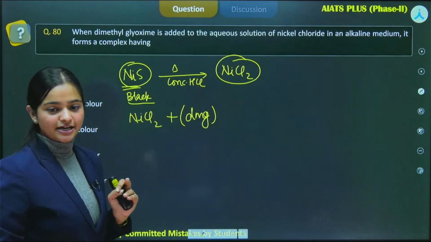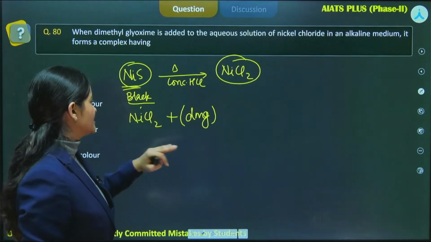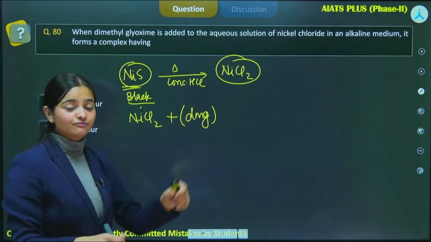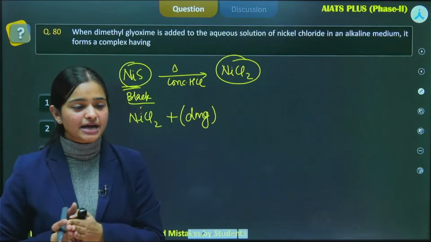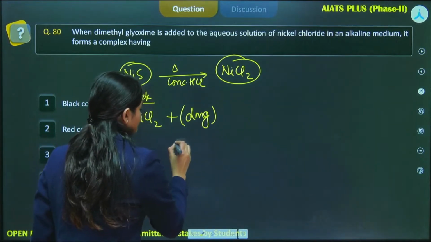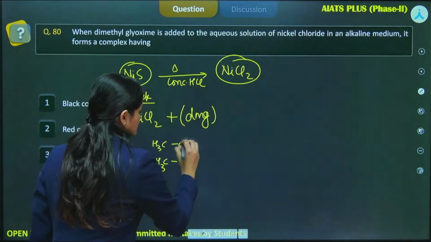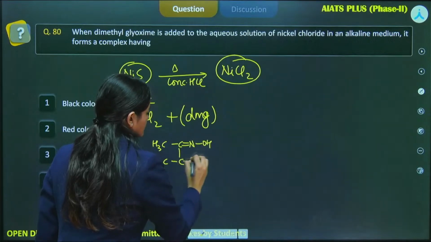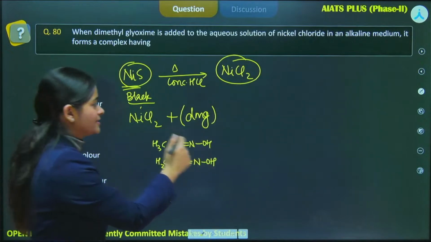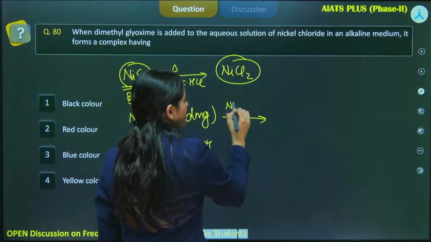Exactly, Rakesh, Rahul Kumar Raj, nickel sulfide is black in color. Now, when this nickel chloride is added to dimethyl glyoxime, which is a bidentate ligand, the charge on dimethyl glyoxime is -1. We all know the structure of dimethyl glyoxime. So the complex that is formed in basic medium, and the base that we usually take is ammonium hydroxide.